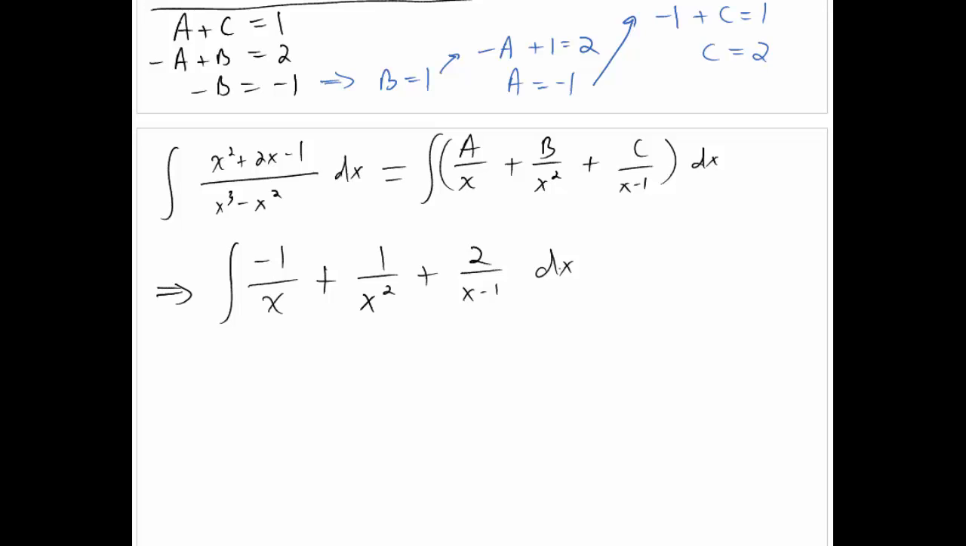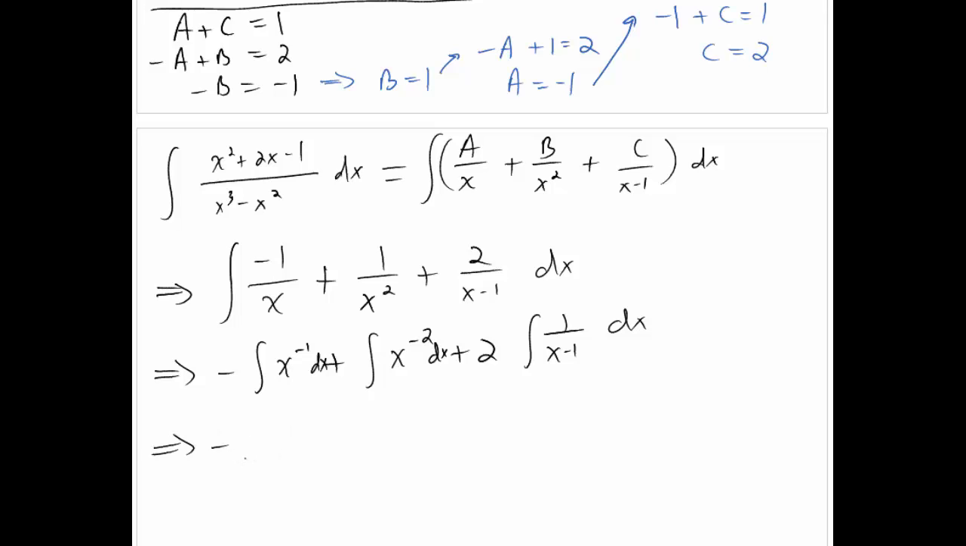And these are all fairly simple, but if we wanted to, we could split this up into 3 integrals. So let's see, I can bring that negative outside. Negative integral x to the negative first plus integral x to the negative second plus 2 times the integral of 1 over x minus 1. And I've been forgetting my dx's. Sorry about that. So then this becomes negative the integral of x to the negative first, that's natural log absolute x. The integral of x to the negative second, that would be minus x to the negative first. And then plus 2 natural log absolute x minus 1 plus a constant.